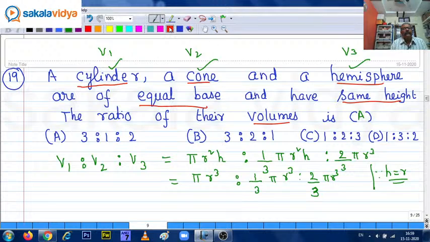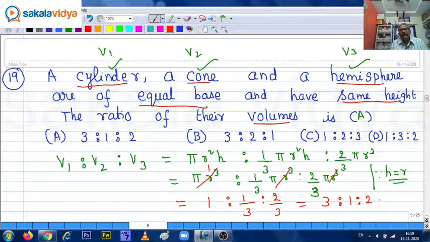Now see, pi r cube cancels. So we have 1 is to 1/3 is to 2/3. Multiply with 3. So this equals 3 is to 1 is to 2. 3 is to 1 is to 2. So A is the right option. A is the right option.